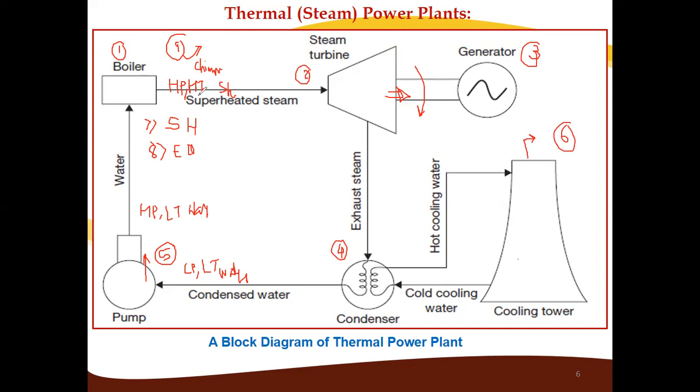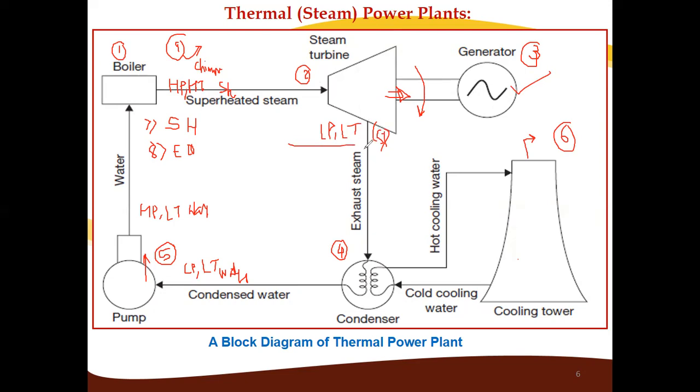Now this high pressure, high temperature steam, when it passes through the steam turbine, converts again into low pressure, low temperature steam. This is the steam part. And the steam turbine rotates. Now the steam turbine is connected to the generator, so it will rotate the generator, and we produce electricity or electrical energy.